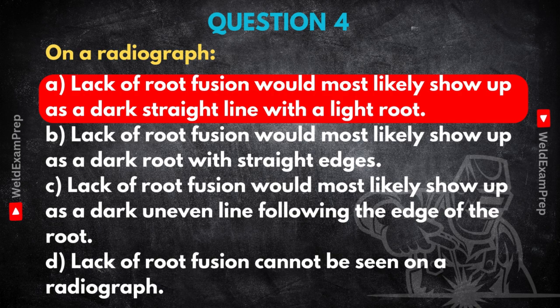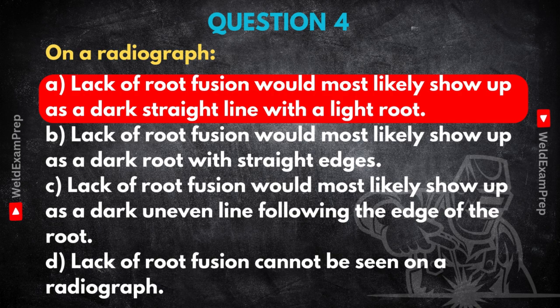With lack of root fusion, you've got a gap right at the bottom of the joint where the weld didn't melt and fuse properly with the parent metal. That gap is less dense, so more radiation gets through. So you get that characteristic dark, straight line running along the root. The light root refers to the properly fused metal on either side, which is denser and shows up lighter. It's quite a distinct signature.